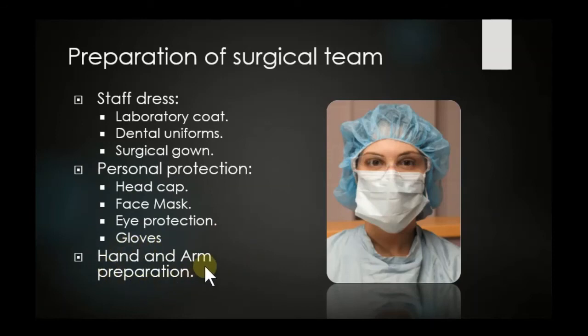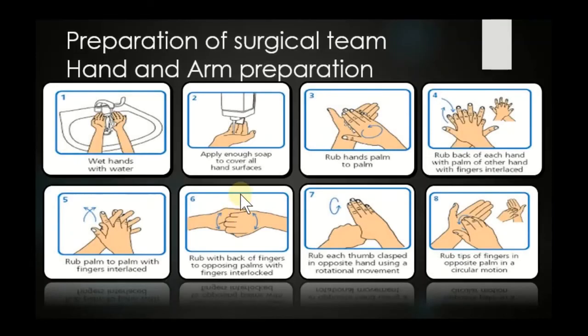The hands and the arms of the operators need to be prepared by hand washing. Hand washing of the surgical team can be done by following these steps, starting from wetting the hands with warm water, applying enough soap to cover all the surfaces of the hands, and then we start what is referred to as the 7 steps for hand washing. We need to rub the hands palm to palm, and then rub the back of each hand with the palm of the other and in between the fingers.